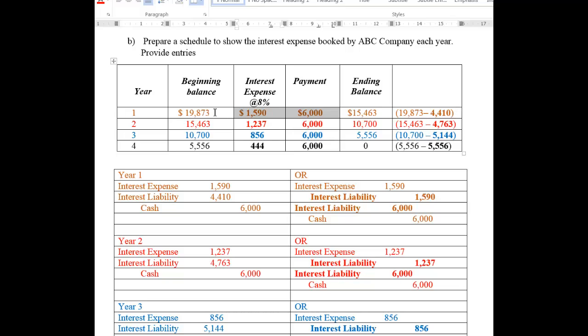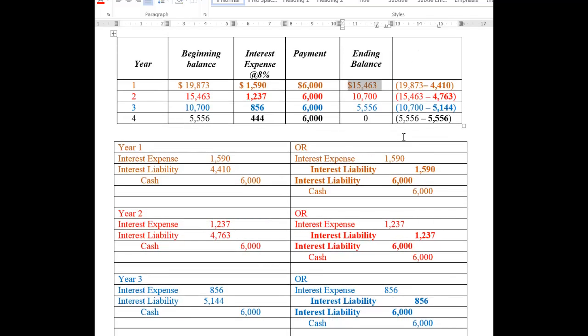So if we started off with $19,873 and our liability goes down by $44.10, which is the difference between the amount it goes up by, which is $15.90, and the amount it goes down by with the payment, which is $6,000, at net it goes down $44.10, so our ending liability is $15,463. We can see what the journal entry would look like now that we've got the chart.